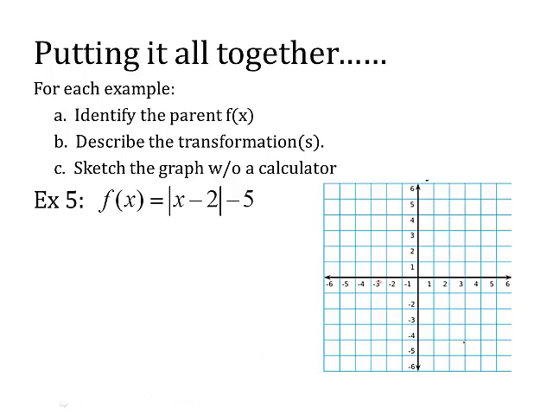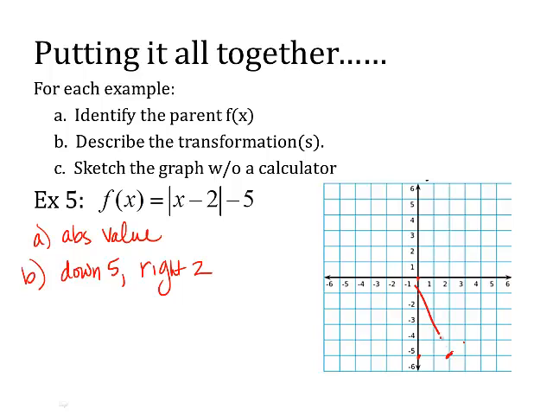All right, so we put it all together. You have multiple transformations in each one. I want you to identify the parent function, describe the transformations, and sketch it, obviously without a calculator. If this one, identify the parent function, that's an absolute value. So I know it's going to be a V. What transformations? Well, the minus 5 on the outside means it's going to go down 5. And the minus 2 inside the bars, meaning only happening to the x, means I'm going to go right 2 units. So I start with that vertex that's usually at 0, 0, and I go down 5. So down here, and I'm going to go right 2. And that's where my V will land.